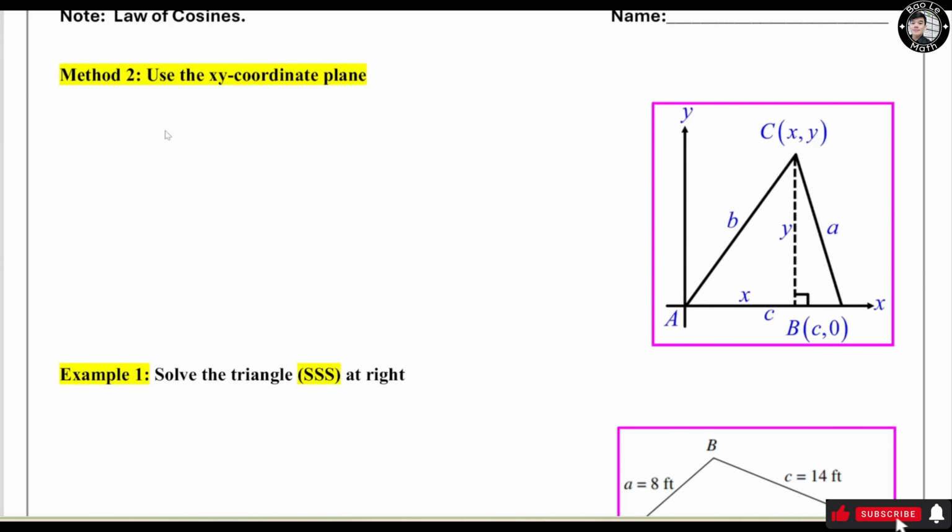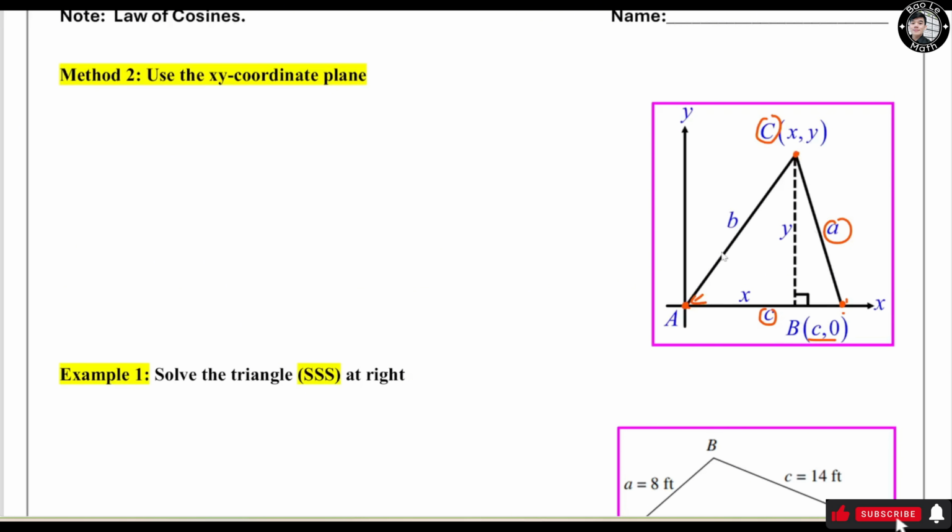Now to prove this formula using method 2, the x and y coordinate plane, we can put the triangle ABC on the x and y coordinate plane. Now, suppose the vertex A is at the origin. The vertex C is in the first quadrant. It's going to be x, y, and the vertex B is going to be right here. Now, the side AB, which is little c, because it's opposite to vertex C. And point B is on the x-axis, so it has the coordinate c, 0.